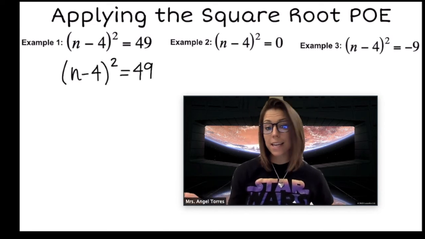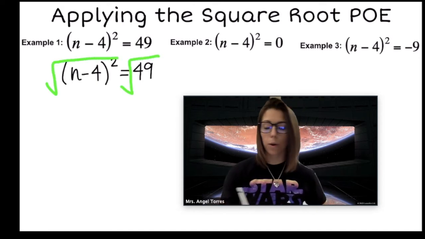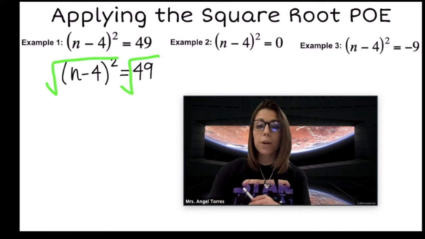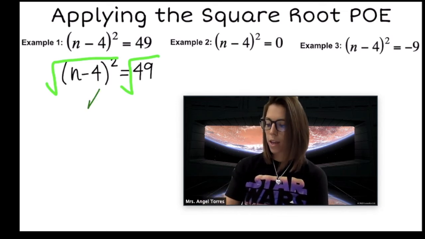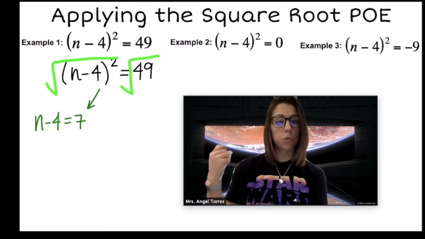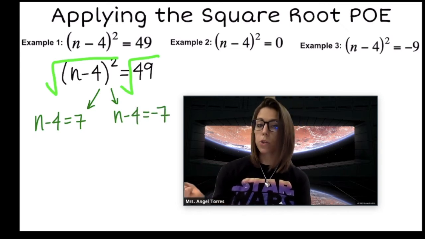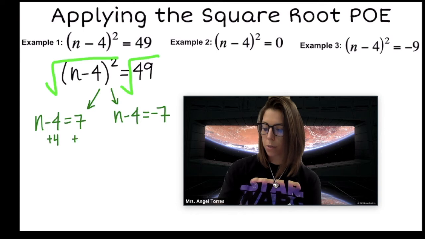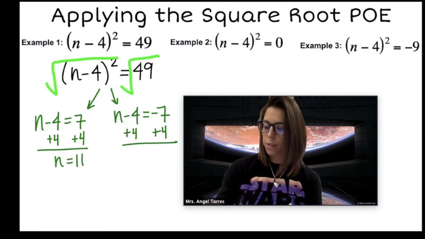And again, because that is a square, we're going to apply the square root property of equality and take the square root of both sides. From here, we're going to set up two equations because there are two square roots of 49. In the first equation, we have n minus 4 equaling 7, because that's one square root of 49. And in the second equation, n minus 4 equals -7. All we have to do is quickly solve for both by adding 4 to both sides. And one of our solutions appears to be 11, where the other solution is -3.